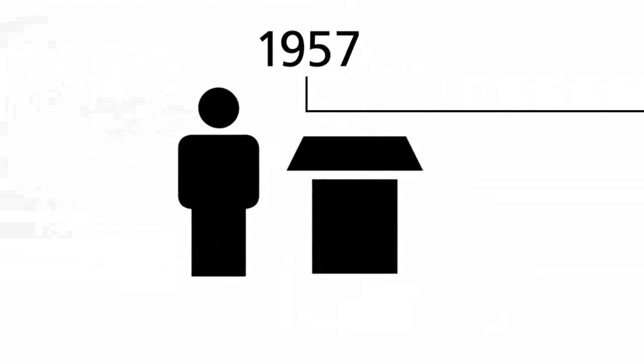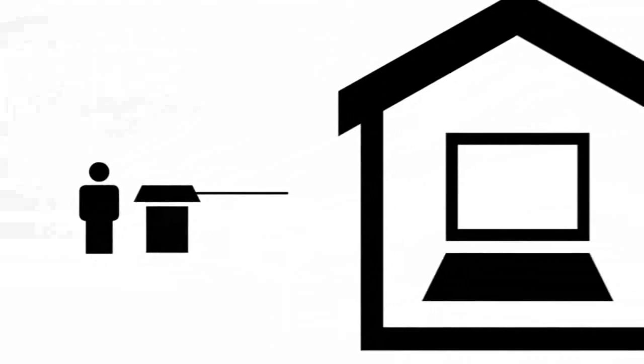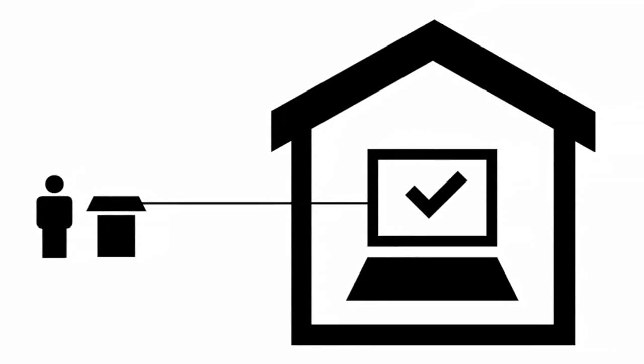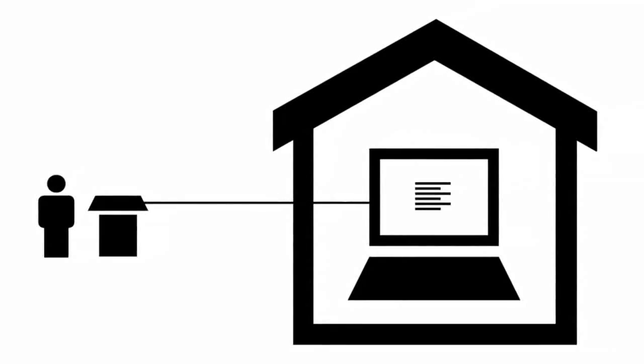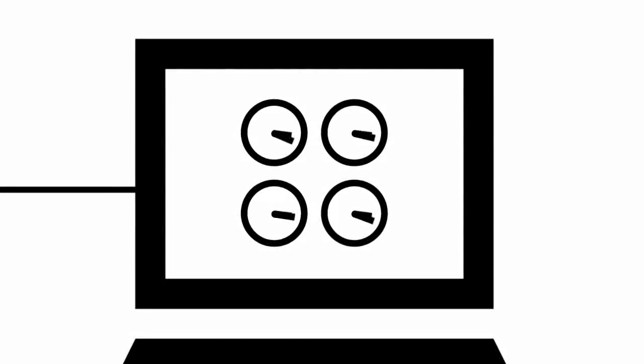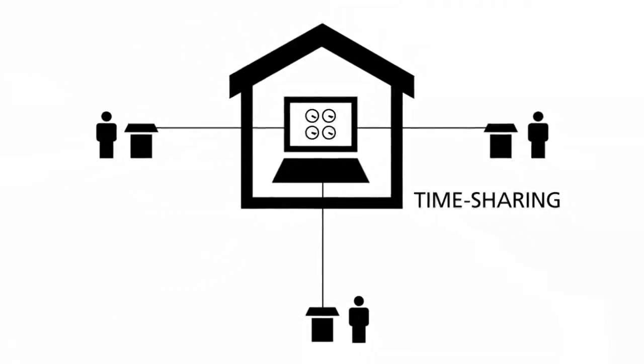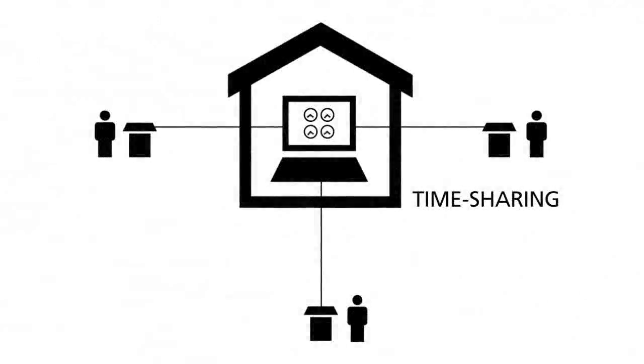The year 1957 marked a big change. A remote connection had to be installed so that the developers could work directly on the computers. At the same time, the idea of time sharing came up. This is the first concept in computer technology to share the processing power of one computer with multiple users.